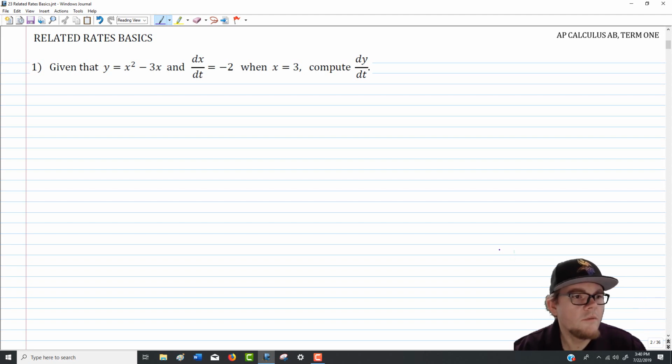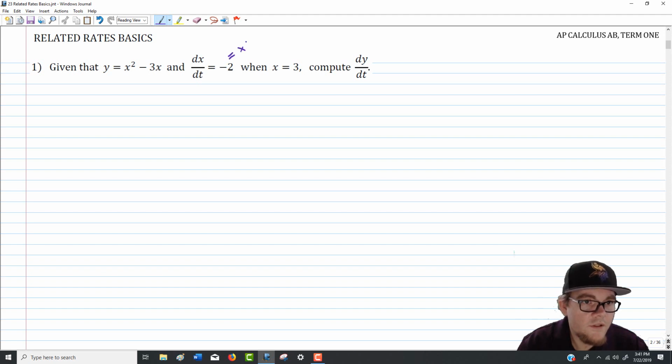In question number 1, you are told first that y equals x squared minus 3x, and then second that dx/dt equals negative 2. In other words, they're telling us the rate of change of x with respect to time. Although they're calling this dx/dt, we're going to call this x prime, or you could even think of it as x prime of t, so that way we'll be ready should we need to use the chain rule. And it says that is the rate of change of x with respect to t when specifically x equals 3. Our job is then to compute dy/dt.